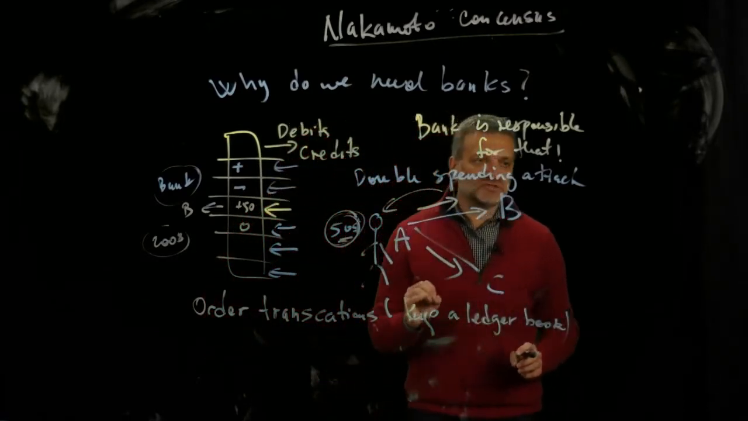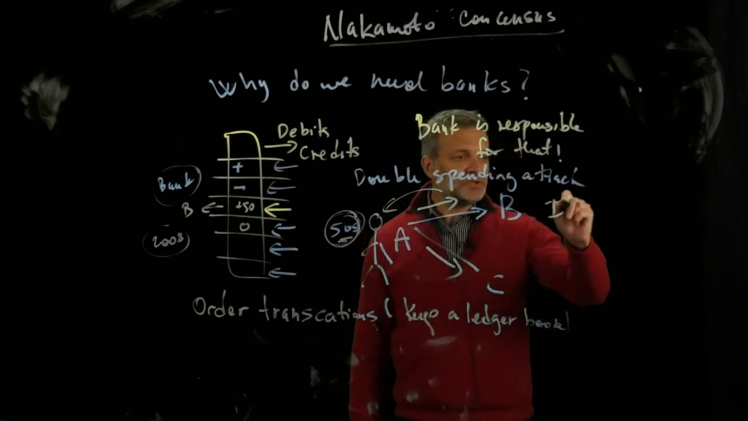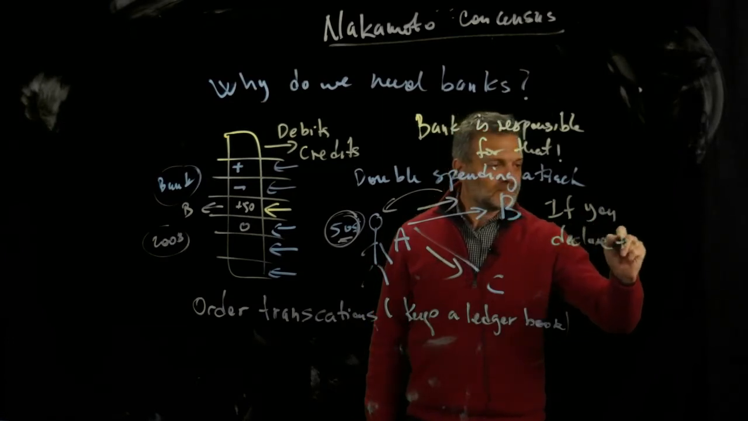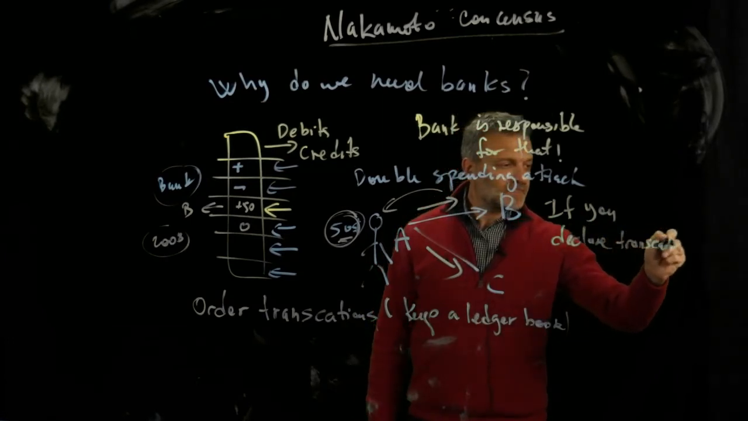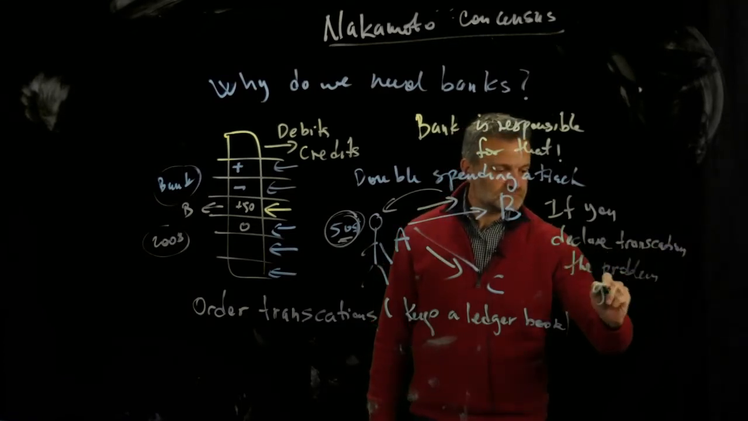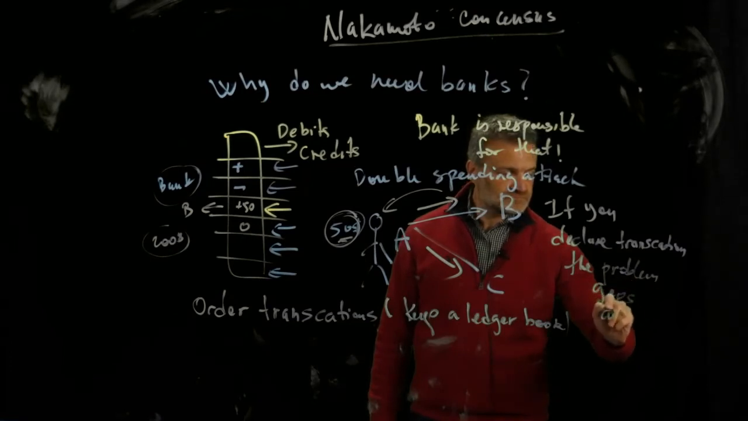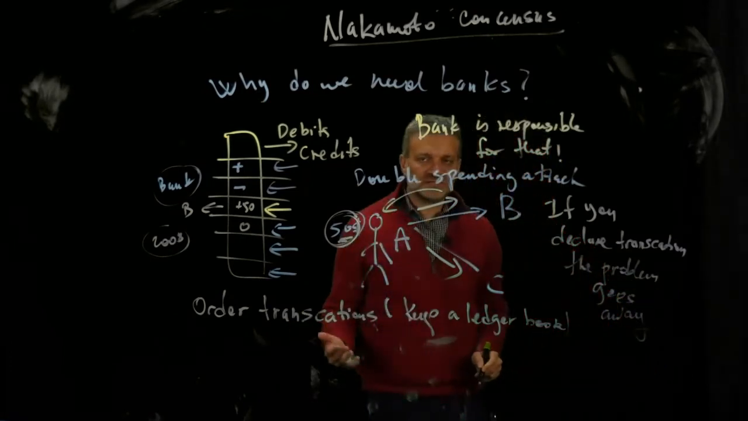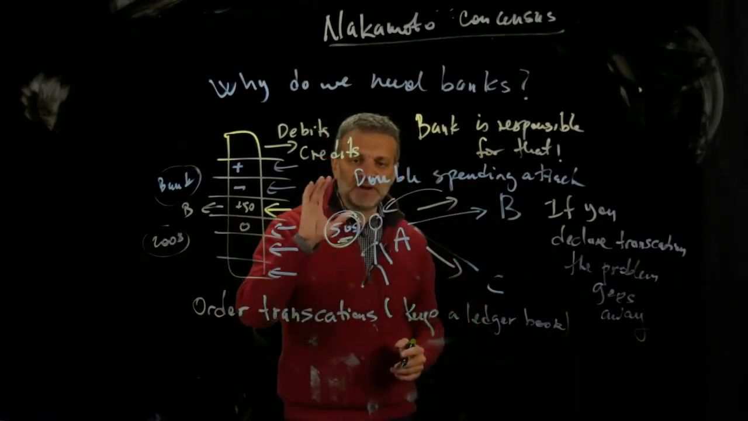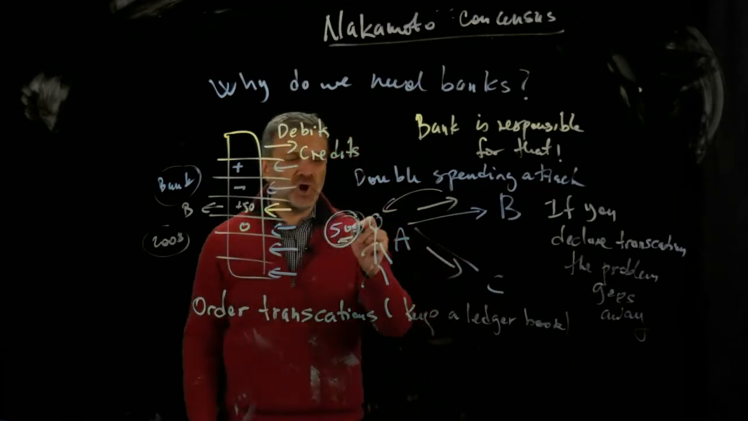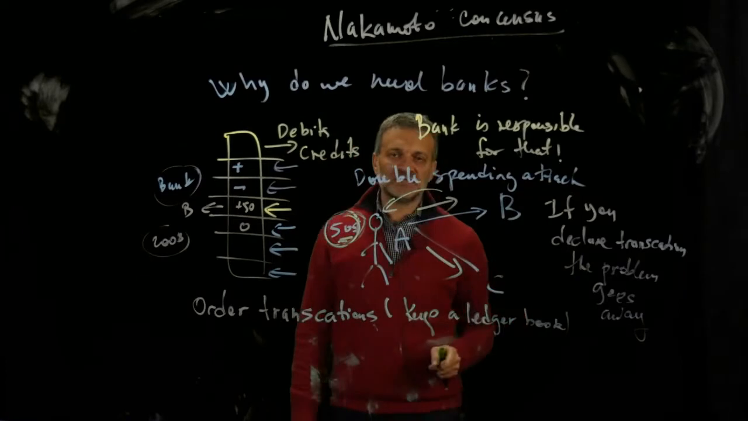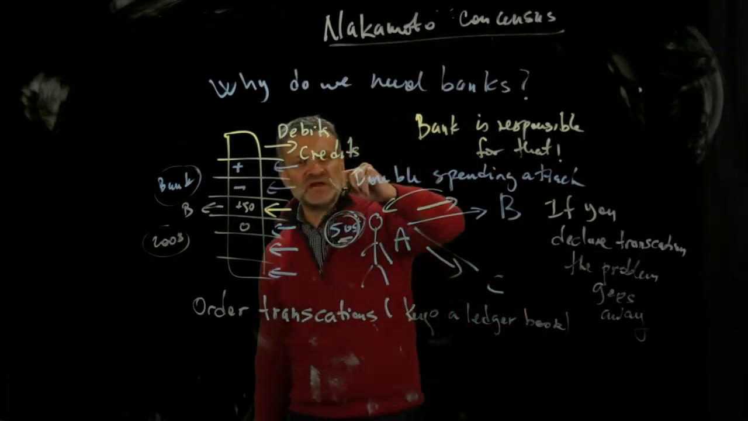But the major observation of Satoshi was that if you declare transactions publicly, the problem goes away. In other words, if everybody knows your ledger, if everybody knows that you have $50 in your ledger, then those kinds of attacks are gone, because everybody is watching you.